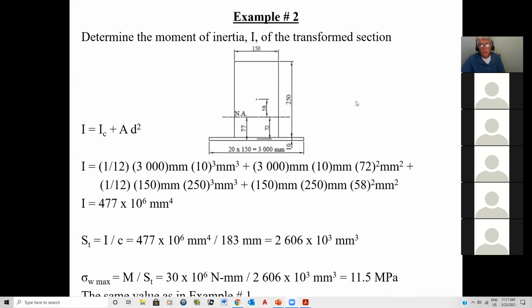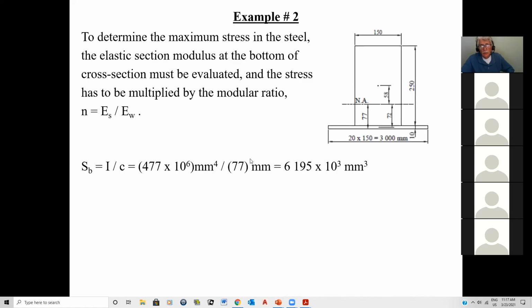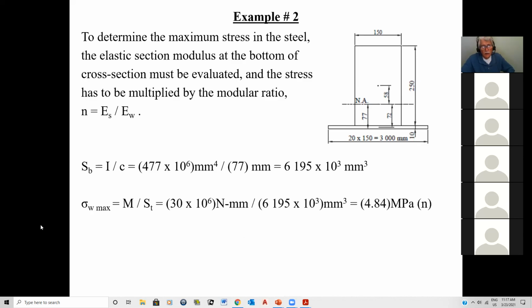And now, okay, for some reason, this menu here is interrupting the slide. Okay, the same as example number 1. Now, determine the maximum stress in the steel. Remember that it has to be multiplied by the modular ratio. So I do the same thing. I calculate it with respect to the base. So this becomes the section modulus of the base here, S_B, in other words, the moment of inertia that I calculate divided by the distance. This gives me the S_B, the section modulus with respect to the base. Now, when I do the calculation, I get this. And if I multiply by n, which is 20, I get exactly the same value for the stress in the steel.